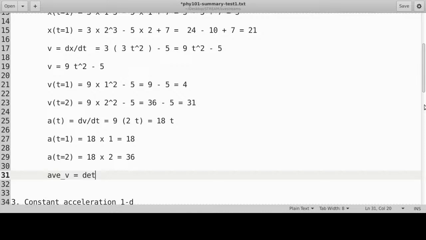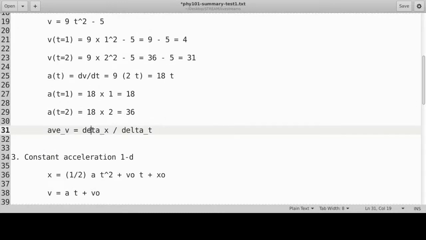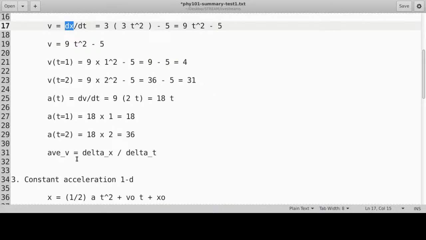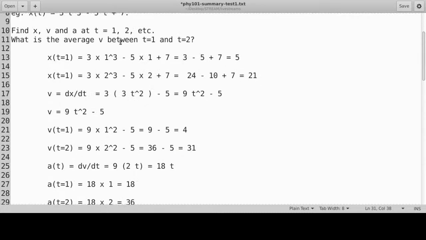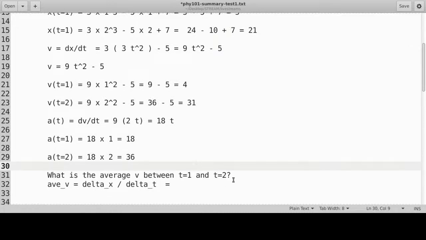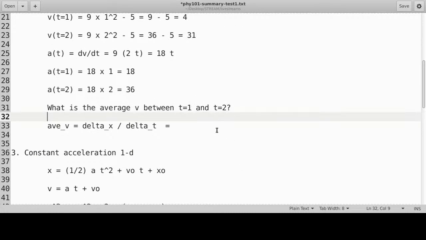It's going to be delta x divided by delta t. And delta here is not quite the same as the d. The d means instantaneous, where you're taking the limit and shrinking things down. The delta means the actual change over a finite interval. And so if I say what's the average velocity, let me just cut and paste that down here. What's the average velocity between t equals 1 and 2?